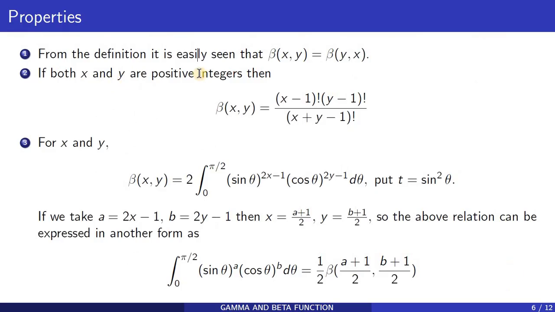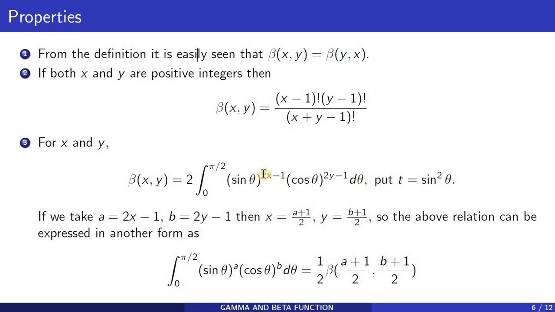So when x and y are positive integers, you can see that beta of x comma y is equal to x minus 1 factorial into y minus 1 factorial divided by x plus y minus 1 factorial. Thus when x and y are positive integers, you can easily calculate beta of x, y because you know the value of factorials. We have already seen the relation that beta of x comma y is equal to 2 times the integral from 0 to pi by 2 of sin theta power 2x minus 1 into cos theta power 2y minus 1 d theta, by putting t equal to sin square theta.